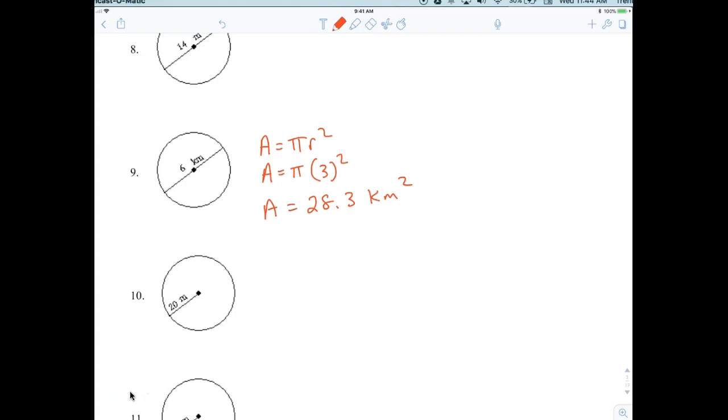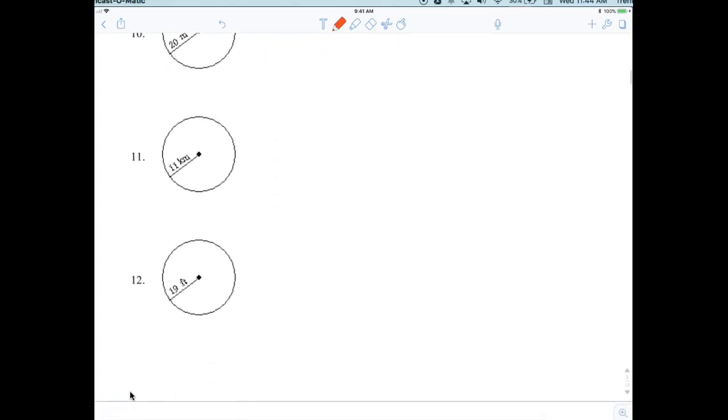All right, let's check out number 11. Again, area equals pi r squared. Area equals pi, what's the radius? 11. So your area is roughly, go ahead.